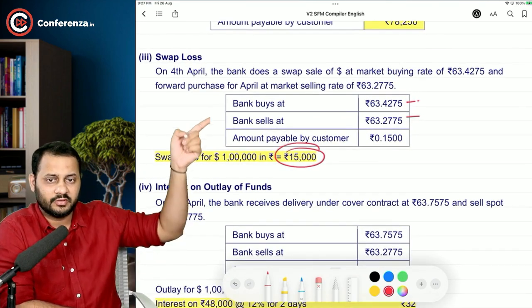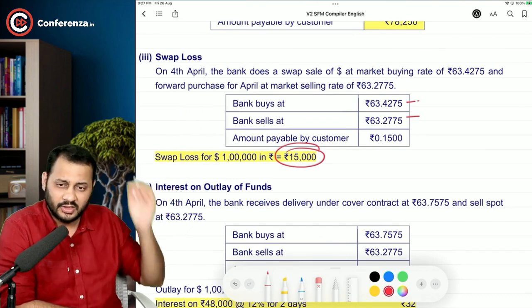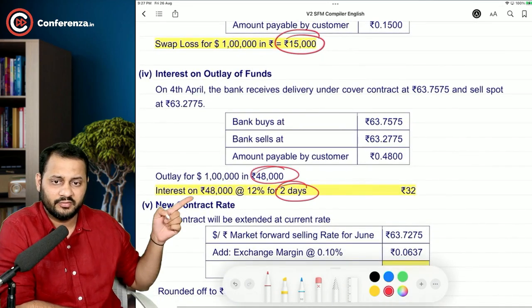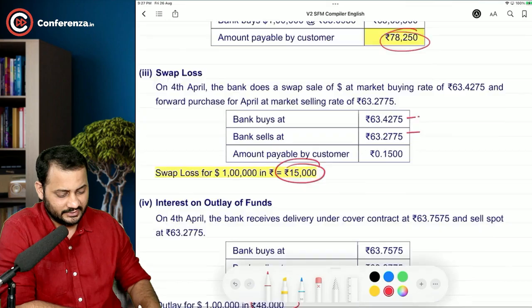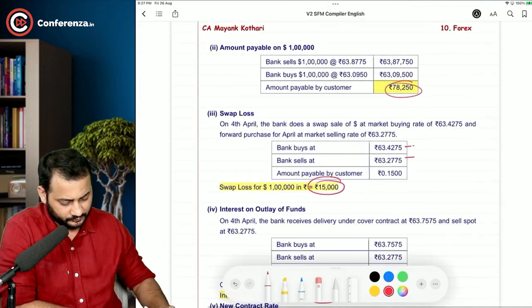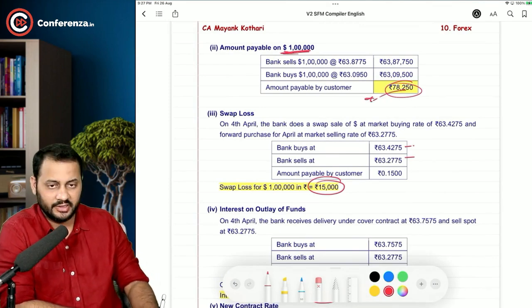63.4275 and 2775. Two new contracts. Now, interest on outlay on 48,000 for 2 days. Do you agree with this? Okay, sir. Swap loss and 78,250 cancellation charges. So how much you have to pay on $1 lakh? On $1 lakh the cancellation is 78,250.